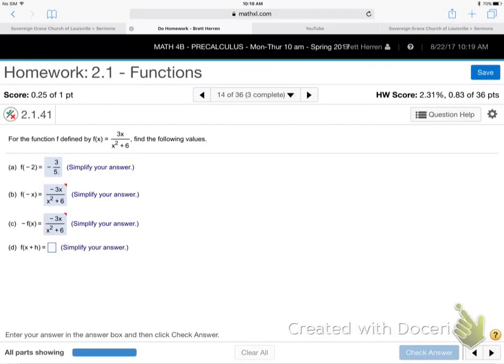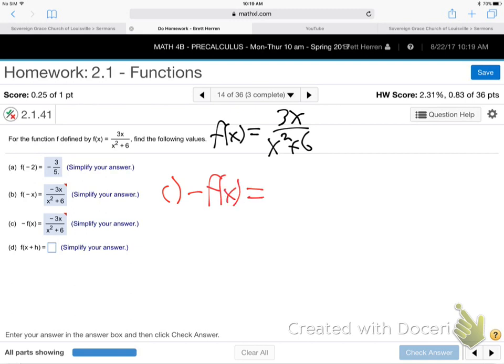So part C. We're going to take this function, f of x is 3x over x squared plus... I'm just going to do part C here. And what does part C say? Part C says, give me negative f of x. So that means put negative on the entire function, right?